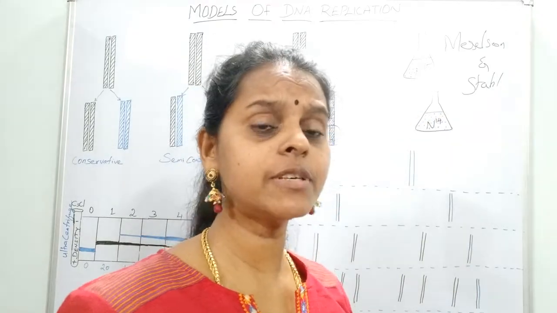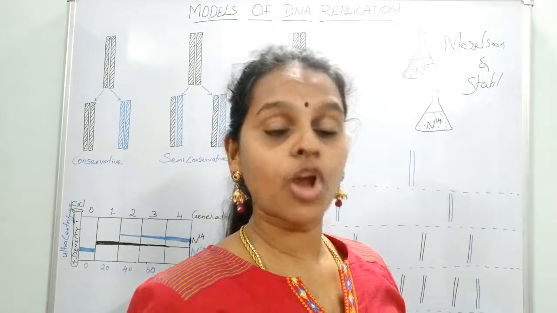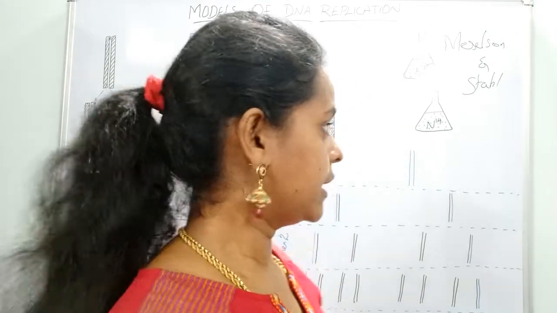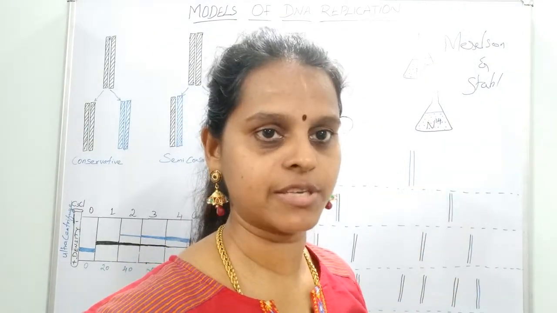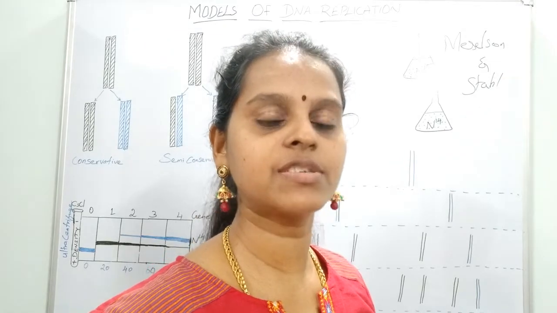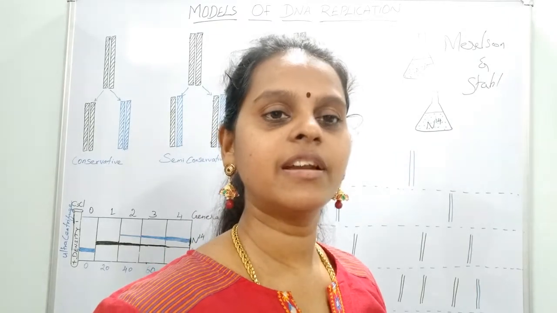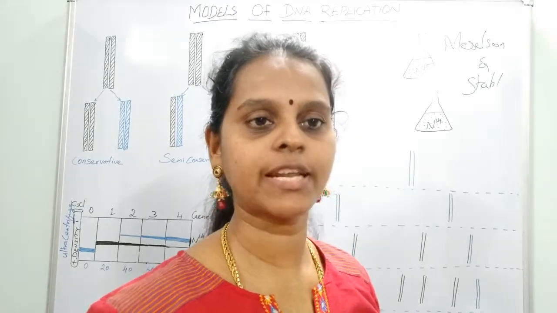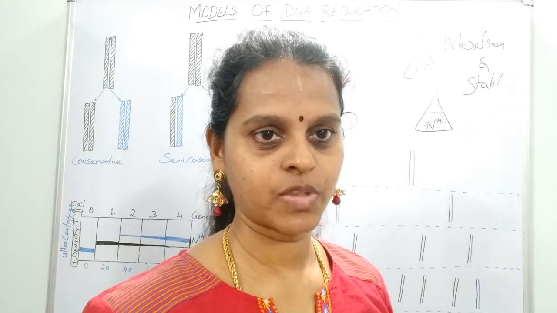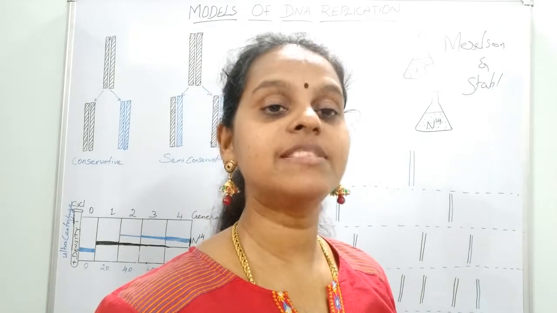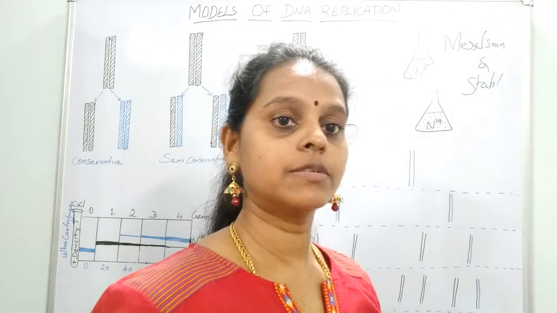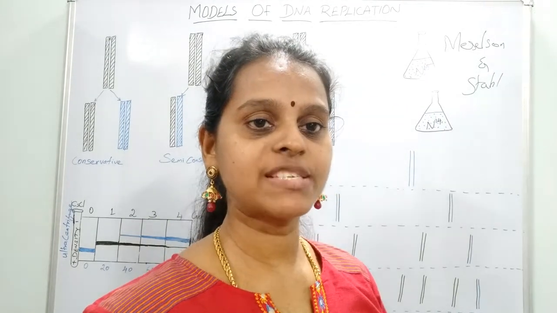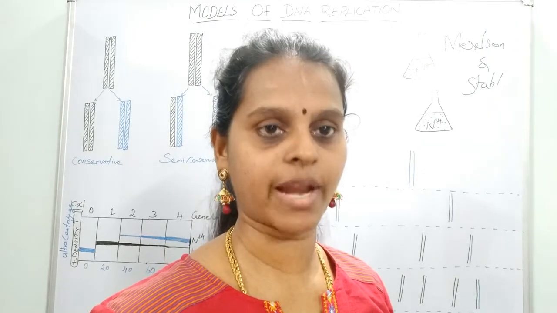After inoculating the culture into the N14 nitrogen medium, they isolated the DNA from the cells in every generation. In each and every generation, they isolated the DNA and analyzed it for the presence of N14 and N15 nitrogenous bases. They analyzed the DNA by density gradient centrifugation, which is centrifugation of the molecule in the presence of another molecule called cesium chloride.